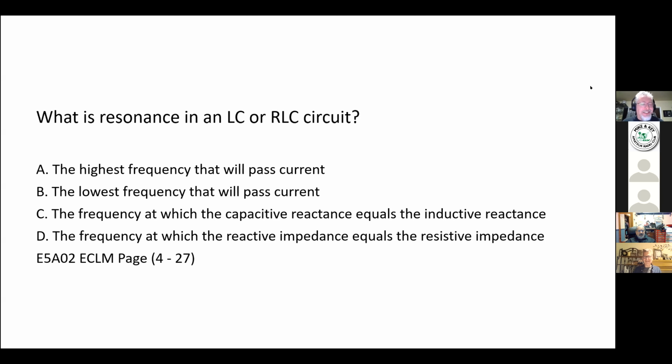The last answer is D, the frequency at which the reactive impedance equals the resistive impedance. So what is the resonance? Charlie is the correct answer in this one. The frequency at which the capacitive reactance equals the inductive reactance. That was that chart on page 427, figure 4-24.